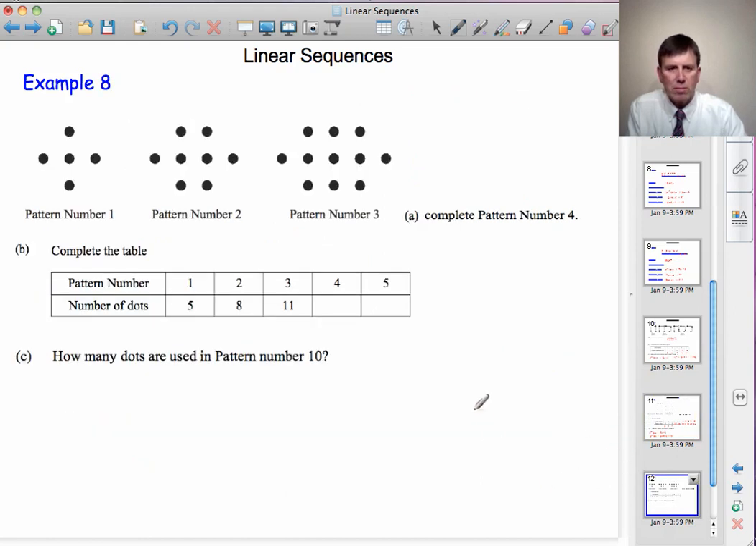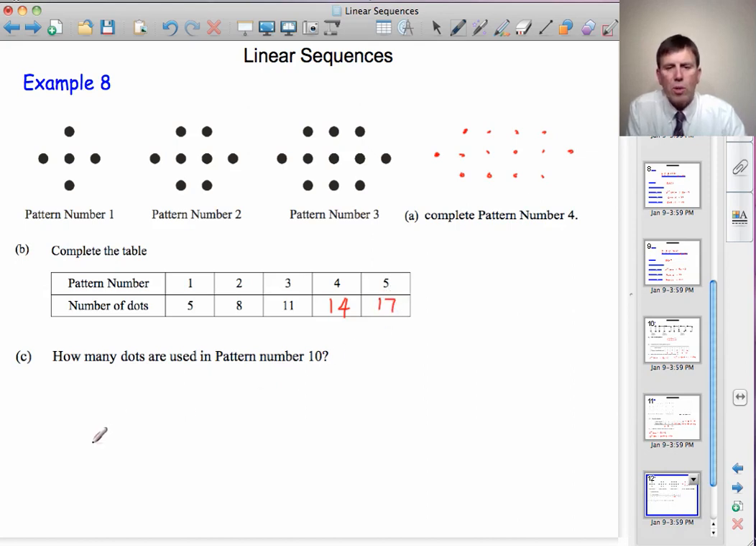One final example. Complete pattern number 4. What have we got here? Well, I've got these 2 dots on the outside, left and right. I've got 1 column of 3 there, 2 columns of 3 there, 3 columns of 3 here. So I'm going to want 4 columns of 3. 1, 2, 3, 4, and this outside dot at each end. And we're adding on an extra column of 3 each time. So 5, 8, 11, the next 2 will be 11 plus 3 is 14, 14 plus 3 is 17.